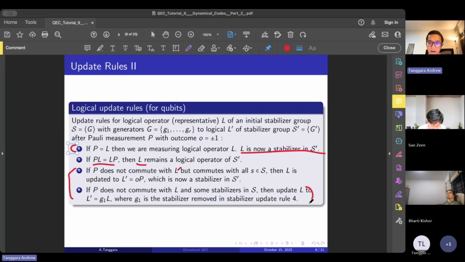Yeah, and the last thing here is when your P does not commute with this L and also some stabilizer of S, then you do this kind of update using this G1 that you remove from that last rule in the stabilizer update rules.